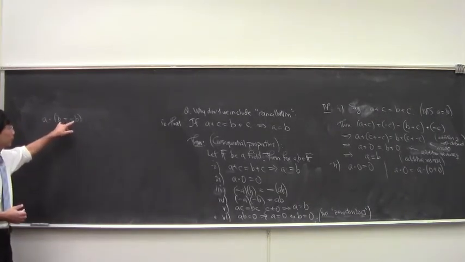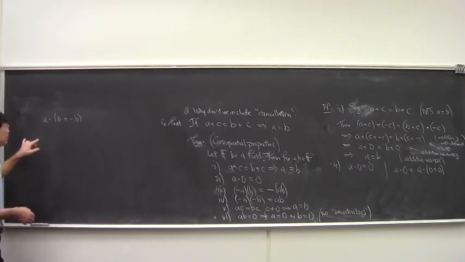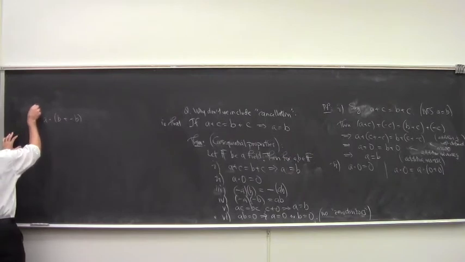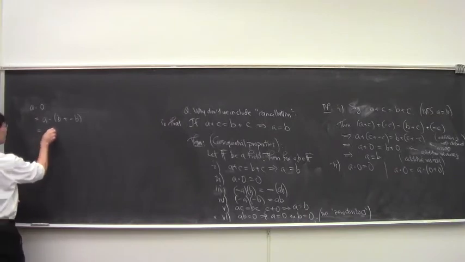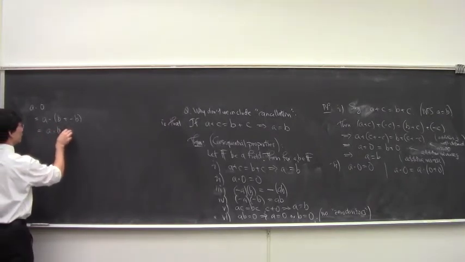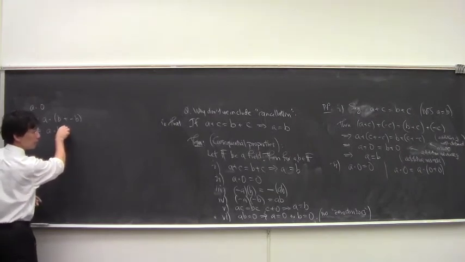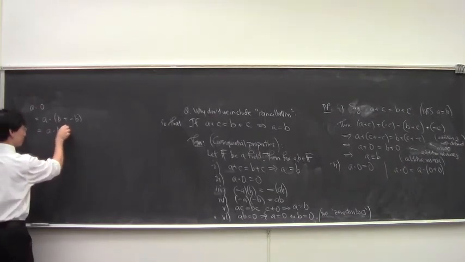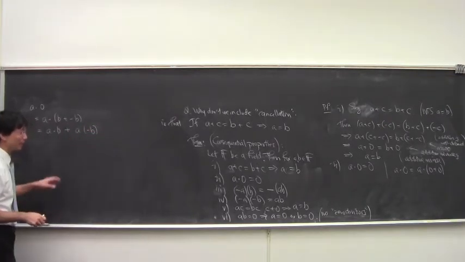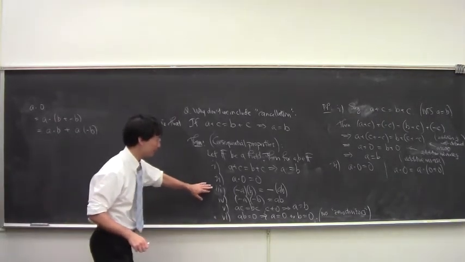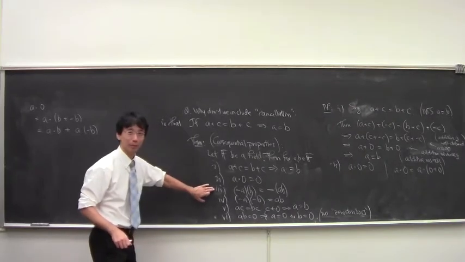If you add the additive inverse to this thing, then you get 0. So you're saying that A times 0 is the same thing as this? Mm-hmm. And then I distributed, so there's AB plus A times negative B. Let's not. What you said is true, but we haven't proven it yet.